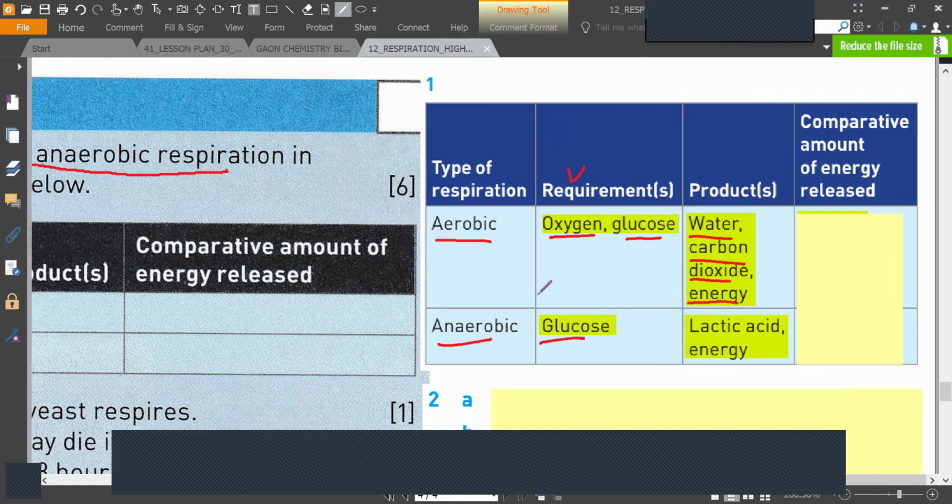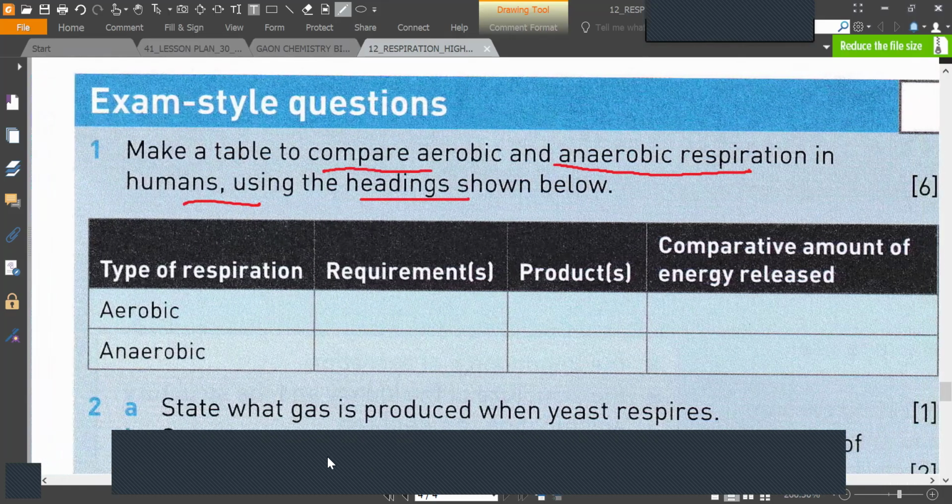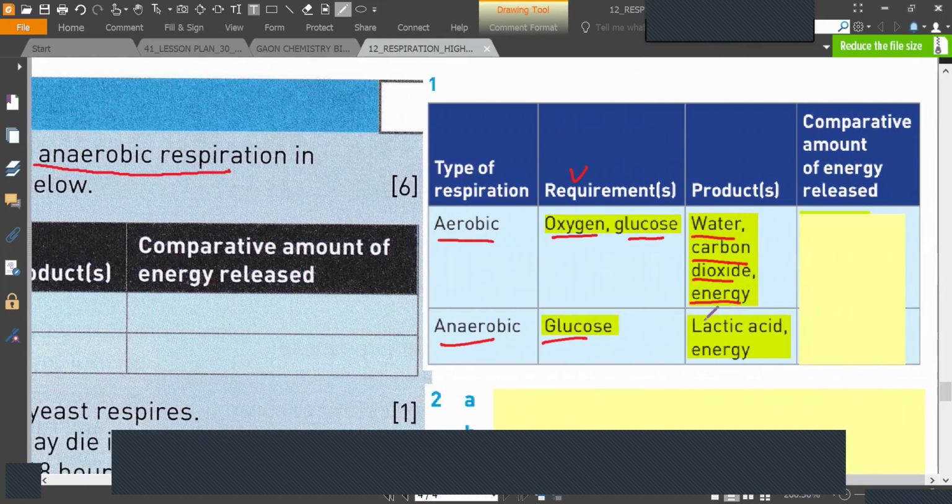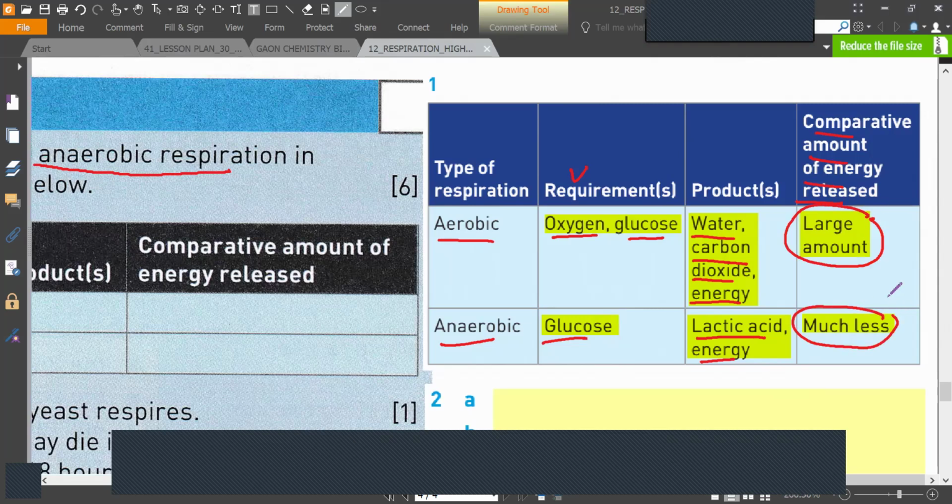This one we are asking for anaerobic respiration in humans, so we want the one with muscles, not the yeast. So we will produce lactic acid and energy. Next, the comparative amount of energy release. How much energy is released? Aerobic respiration will produce a large amount of energy, but anaerobic respiration will produce less energy.